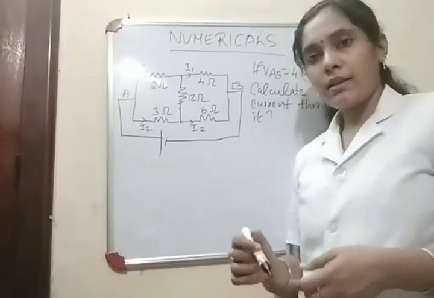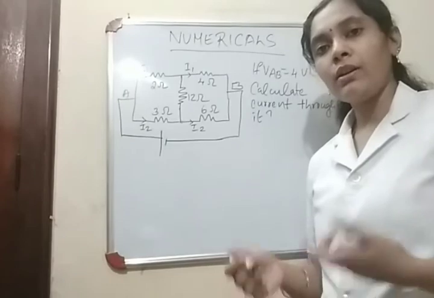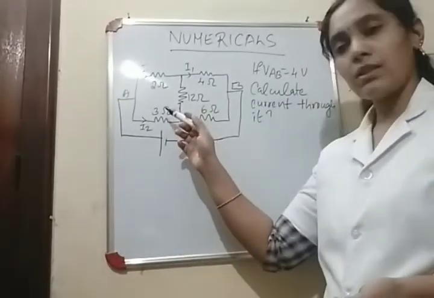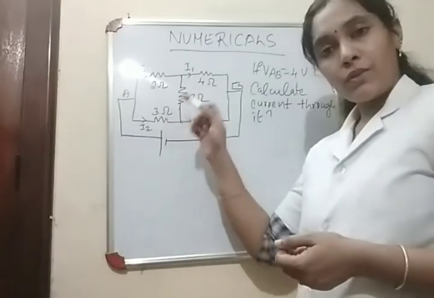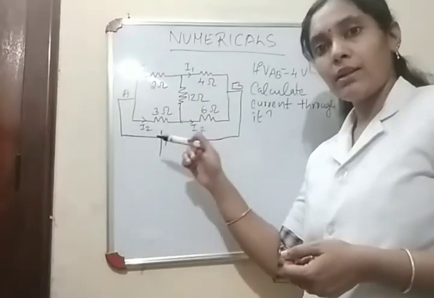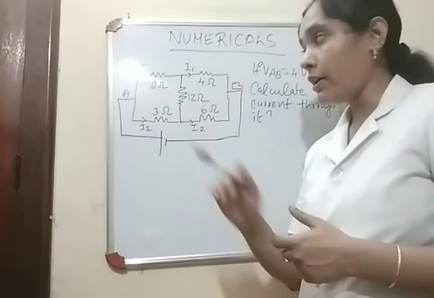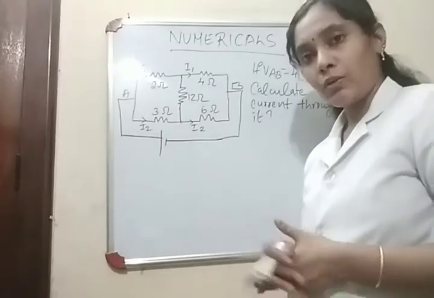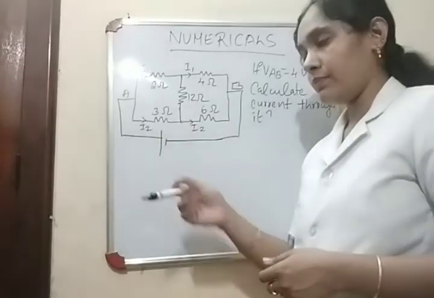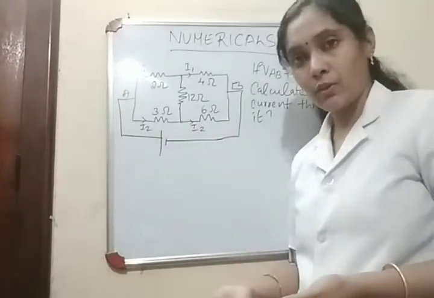Children, let's discuss some of the numericals based on Wheatstone's bridge. So this circuit represents that of a Wheatstone's bridge. First we need to check whether the bridge is balanced or not. Only when the bridge is balanced can we do the further calculations.